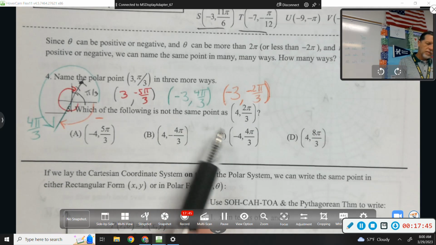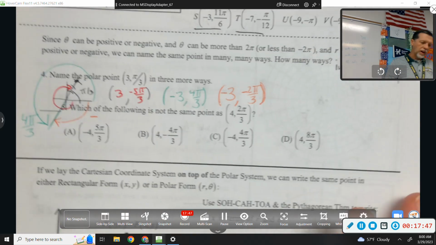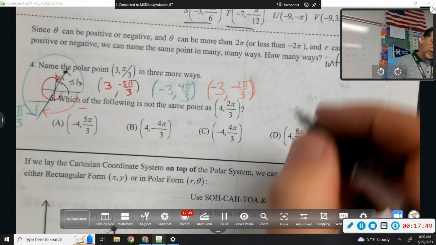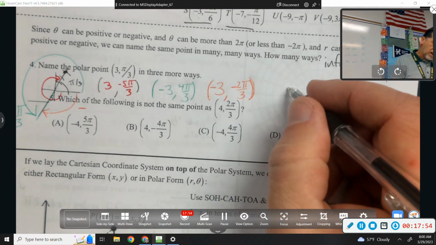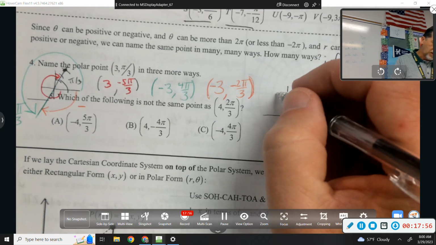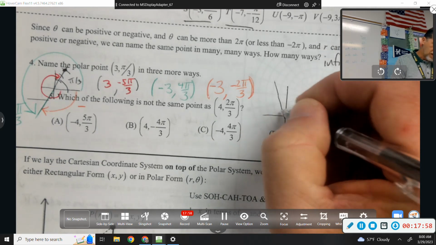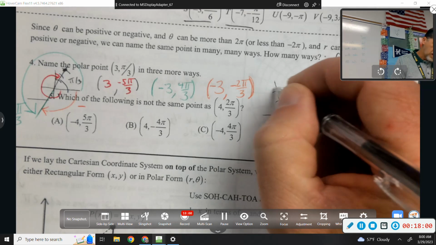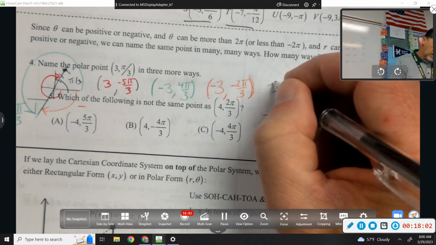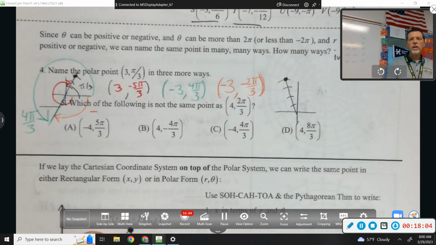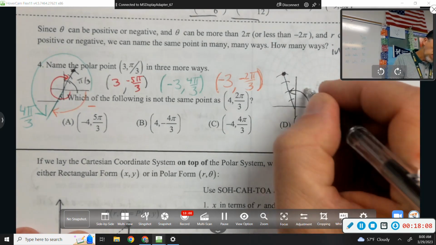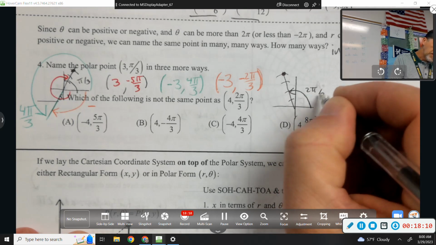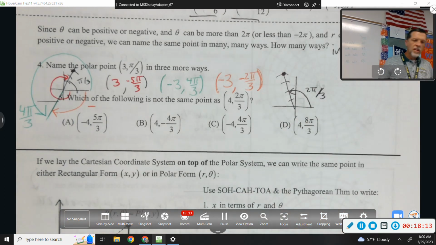Number 5 is sort of asking it the opposite way. Which of the following is not the same as 4 comma 2 pi over 3? Again, I think a little picture is helpful. So there's 4 comma 2 pi over 3. All right, why don't you see if you can figure out which one of those is not the same thing?